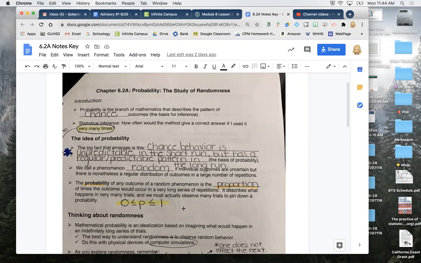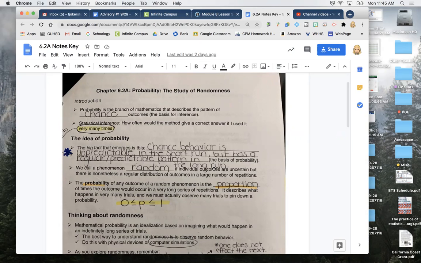On this slide, you first need to know that probability is the branch of mathematics that describes a pattern of chance outcomes. I already talked about that on the first day. That's the foundational understanding of probability, that we're talking about chance outcomes. And this happens many times again, that idea of the law of large numbers. In the short run, chance behavior is unpredictable, but it has a regular and predictable pattern in the long run.